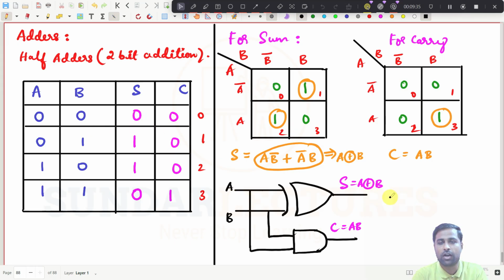If you give 0 0, sum is 0, carry is 0. If you give 0 1, sum is 1, carry is 0. If you give 1 0, sum is 1, carry is 0. If you give 1 1, sum is 0, carry is 1. This diagram will perform that operation, right? So this is now a half adder.